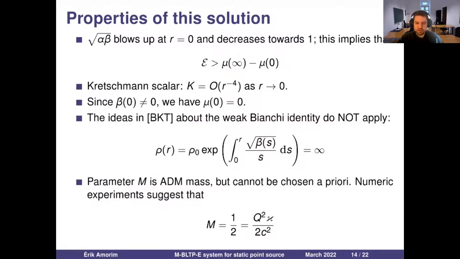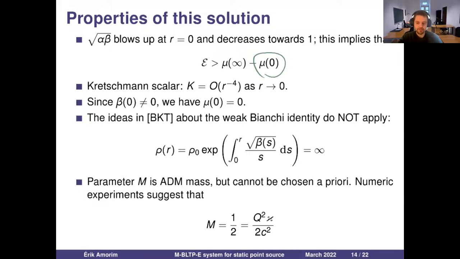So I want to mention a few of the good properties about the solution and then the bad properties. The fact that the square root of alpha beta blows up at r equals zero and is decreasing immediately implies this. So this is different from that result from Tafel-Darzadeh, this nice balance between electromagnetic energy, ADM mass, and bare mass. The energy is now strictly larger than that. So maybe this is saying that mu of zero should not be considered like a bare mass in this case.